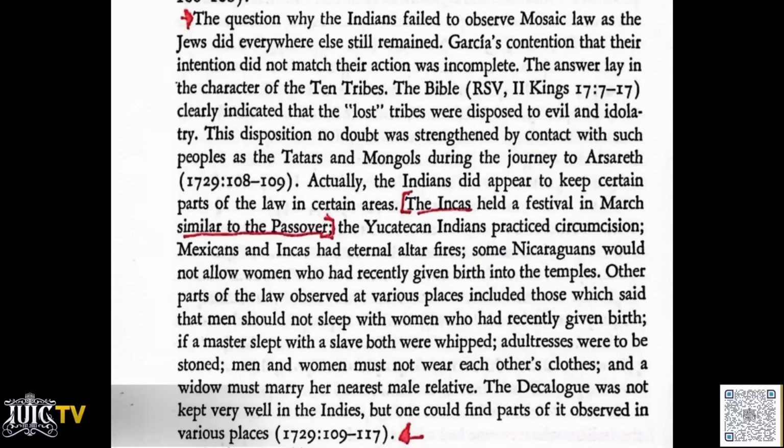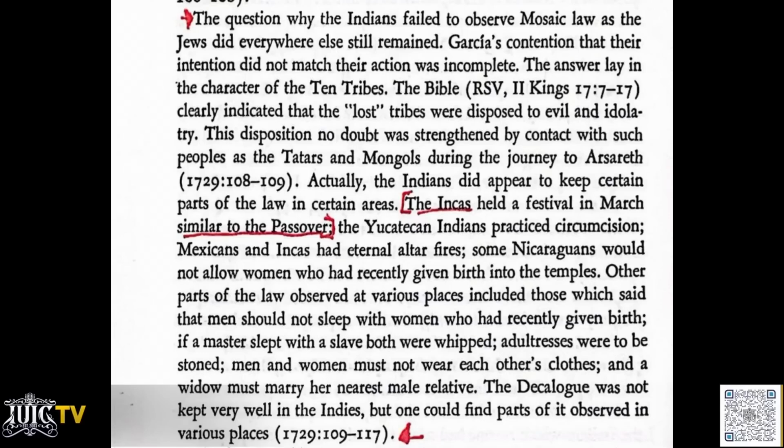Held a festival in March, similar to the Passover. Wow. That's right. We're talking about the real Hebrews. They were over here doing things like the real Jews. Interesting.